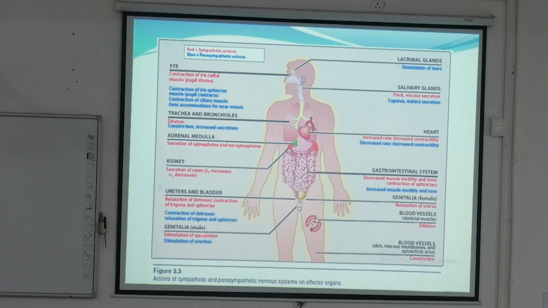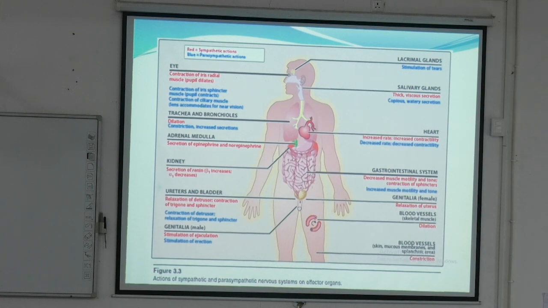Genitalia, stimulation of ejaculation occurs by the sympathetic action and stimulation of erection occurs due to parasympathetic actions. In the lacrimal glands, stimulation of tears occurs due to the parasympathetic action. There is no sympathetic innervation in the tear glands. Salivary glands, copious watery secretion occurs when there is parasympathetic stimulation, cholinergic stimulation, whereas the thick viscous secretion occurs when there is sympathetic stimulation.